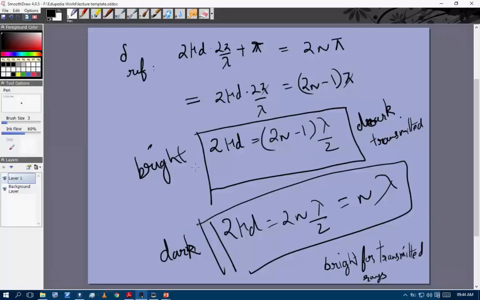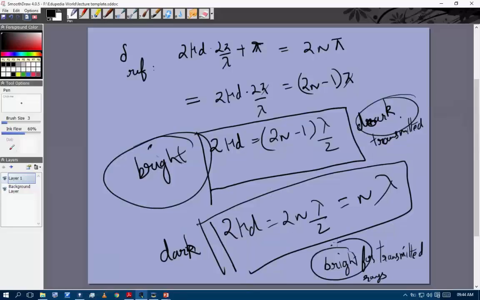Right? So 2 mu D is equal to 2n minus 1 times lambda by 2. That means it will be constructive interference for the reflected rays. So the reflected rays will be bright and the transmitted rays will have destructive interference, so they will be dark. If 2 mu D is equal to n lambda, then the reflected waves will destructively interfere and you will not see any light on the other end, but the transmitted waves will be bright and all the rays will be transmitted because it will be constructive interference.